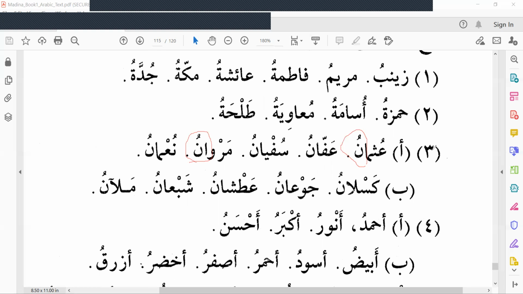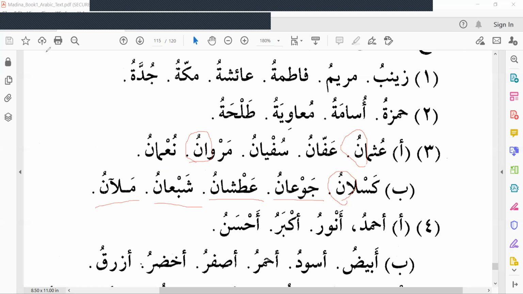And also, section B, there are 2 subtypes. Those adjectives ending with alif noon also will be considered as al-mamnu min as-sarf, diptotes. For example, kaslanu, lazy; jaw'anu, hungry; atshanu, thirsty; shab'anu, full; mal'anu, full. All these are ending with alif nun, so these will be considered as al-mamnu min as-sarf.